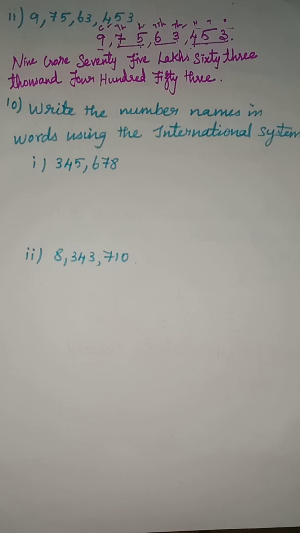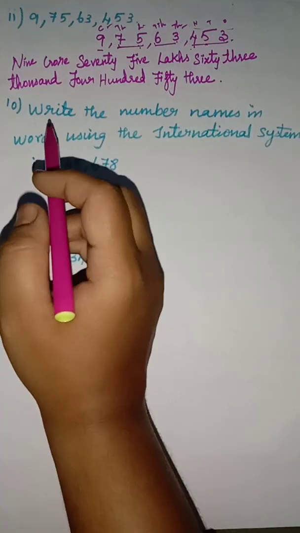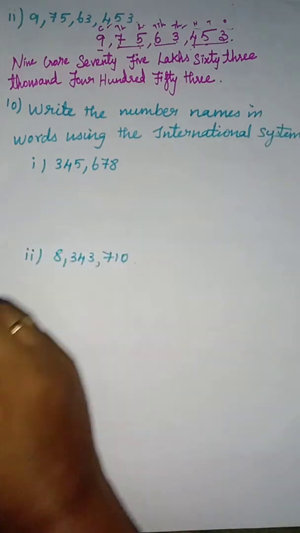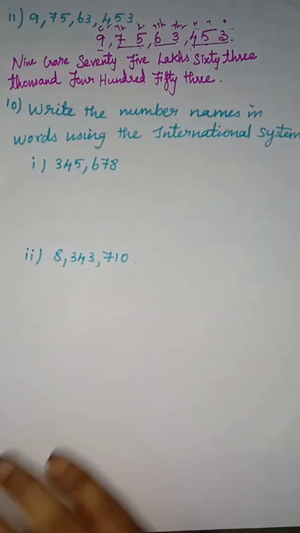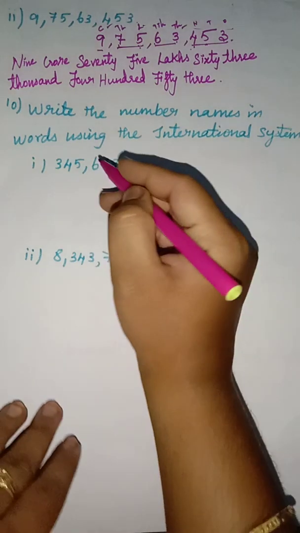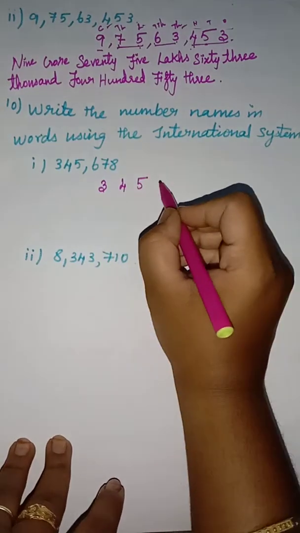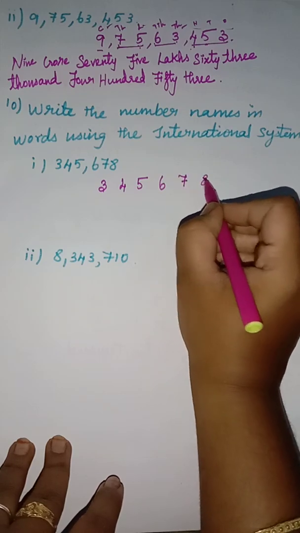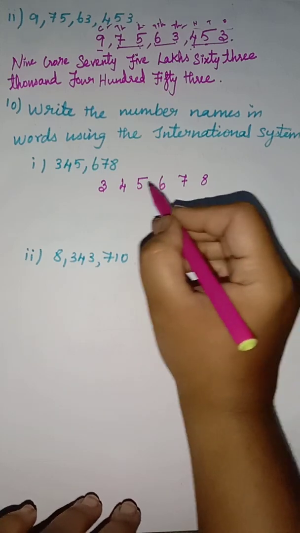Yes, Indian system. Now next, the 10th question. What we are going to do is in the international system. Okay, so 10th question: write the number names in words using the international system. Now here also we are going to follow the same steps. Just take the number and write it in brief form. It is 3, 4, 5, 6, 7, 8. After that, commas in the international system: 1, 2, 3, comma, 1, 2, 3.